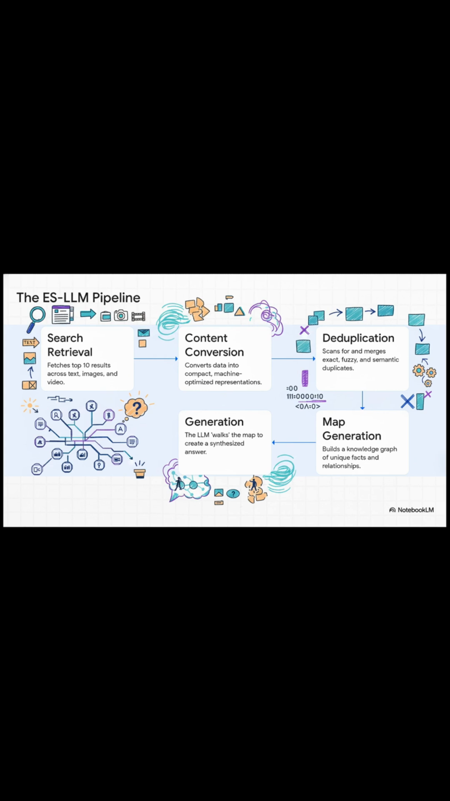But here's where the magic really happens. Step 3, deduplication. It cleverly finds and merges every single overlapping fact. What's left is this clean knowledge map of only unique information. The AI only reads this final, clean map to give you an answer.